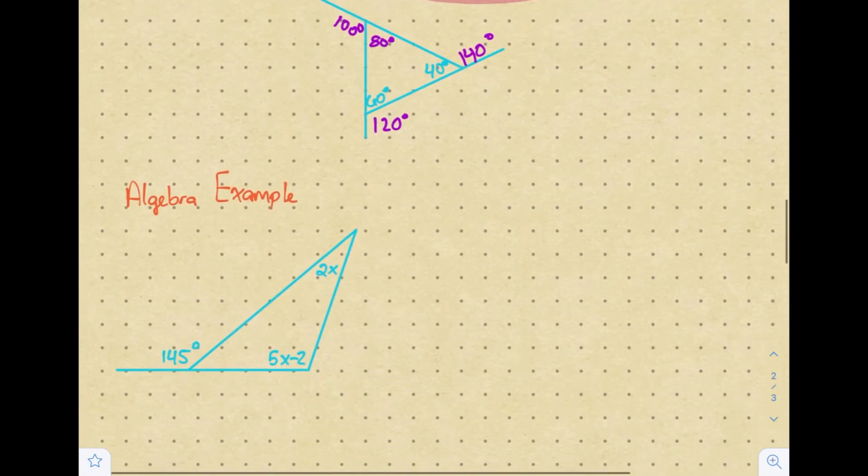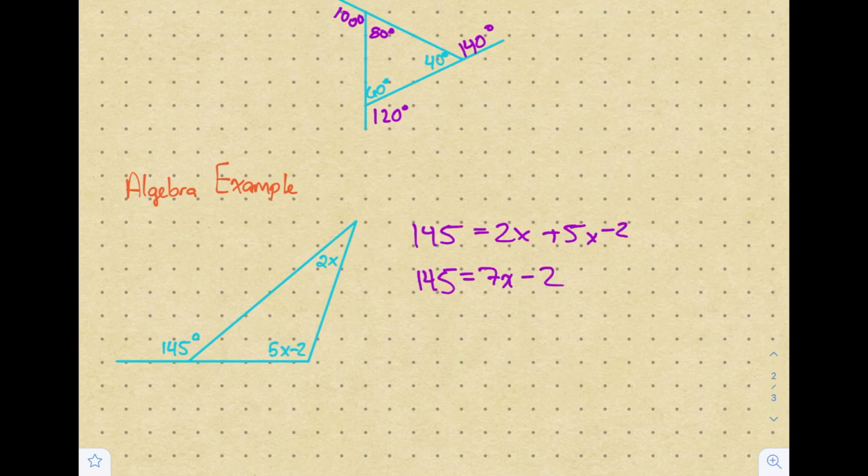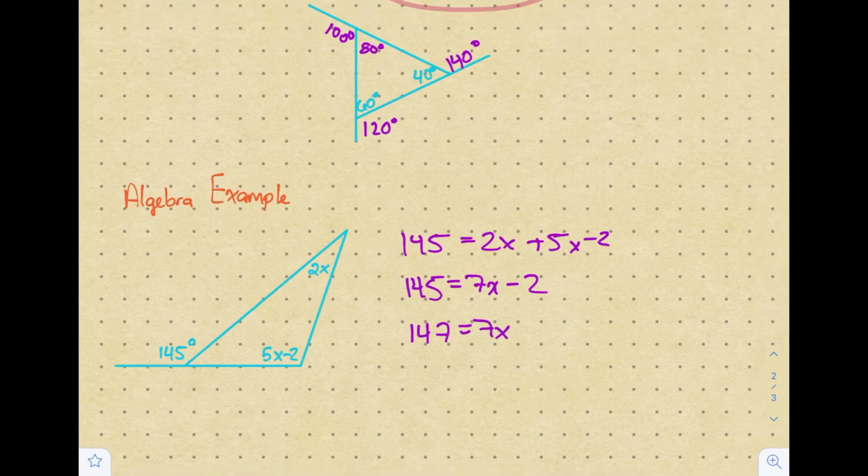Finally, let's do a little bit of algebra with it. Again, the exterior angle is equal to the sum of the two remote interior angles. So in this diagram, 145 is equal to 2x plus 5x minus 2. If I combine like terms on the right-hand side, we have 7x minus 2. If I add 2 to get x by itself, that's 147 equals 7x, and then dividing both sides of the equation by 7, we end up with x equals 21.